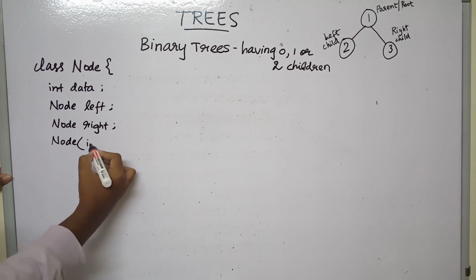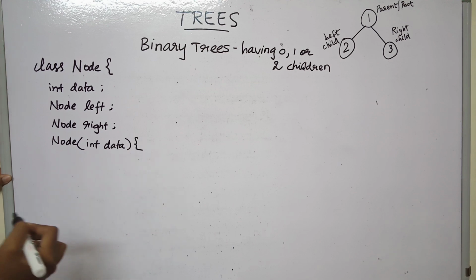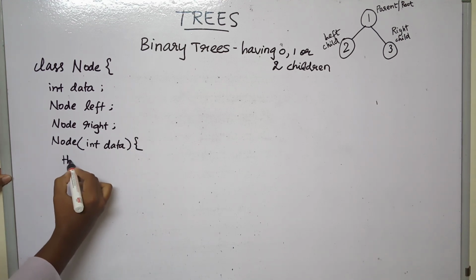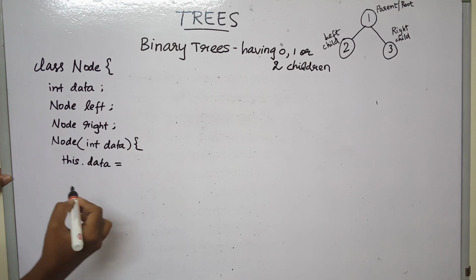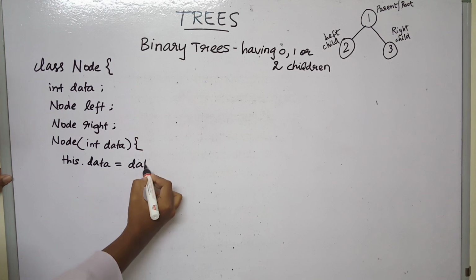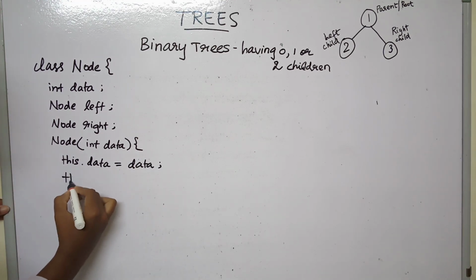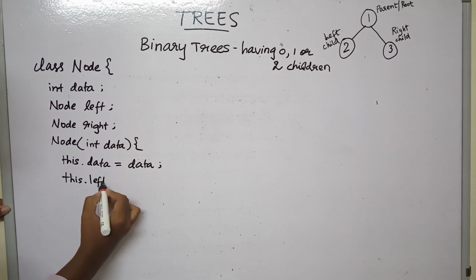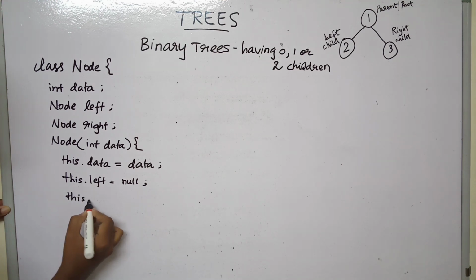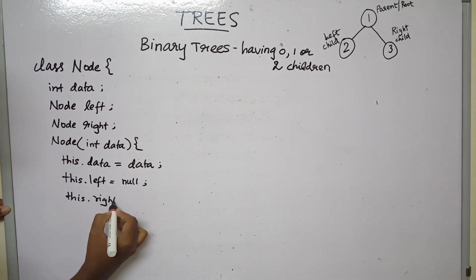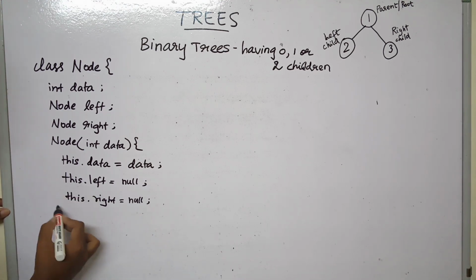Then I am creating a constructor Node of int data. So I'll pass the data as a parameter to the constructor, and inside the constructor I am assigning the value this.data is equal to data, and then this.left will be null. Initially the left child is initialized to null and also the right child is assigned to null.